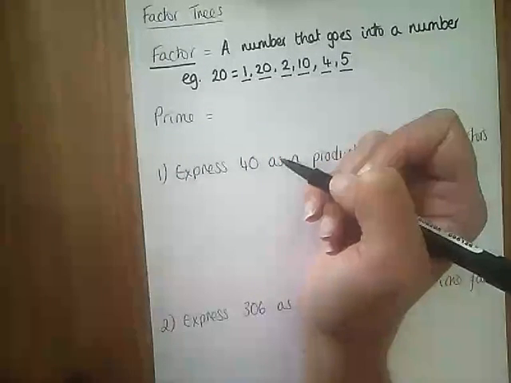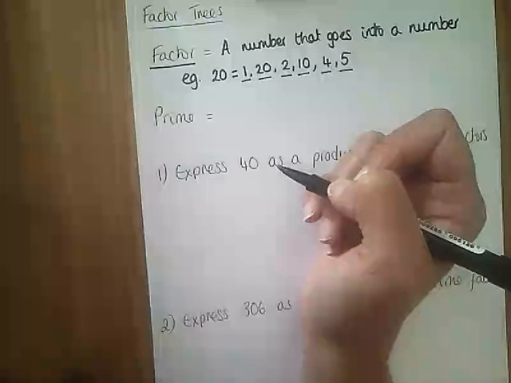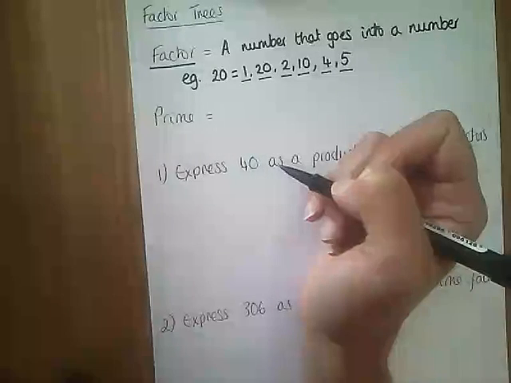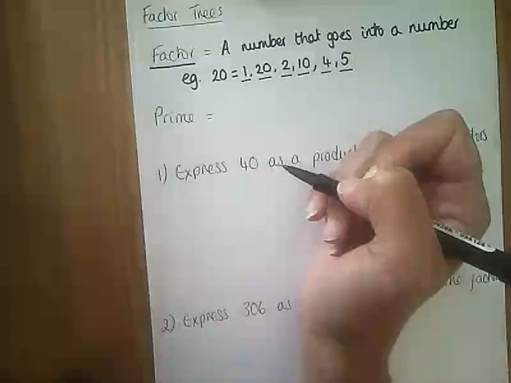Not to be confused with multiples. Multiples are a number that's in that times table. So a multiple of 20 would be 40, 60, 80, etc.